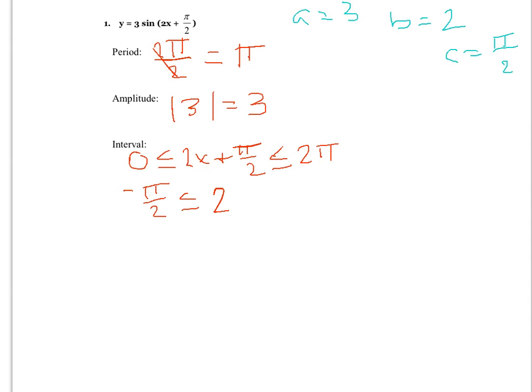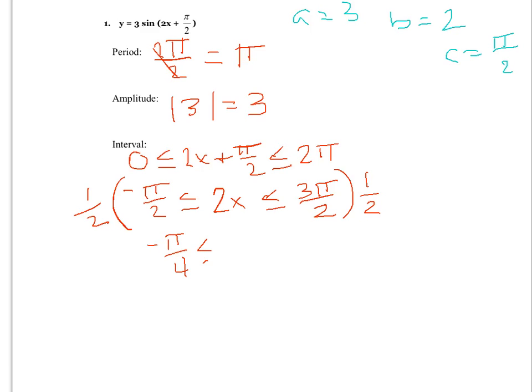You're just going to be left with 2x in the middle. And then 2 minus pi over 2 is going to give us 3 pi over 2. Remember, you need to get a common denominator to subtract that. Finally, we need to get rid of the 2, so we can do one of two things. You can divide both sides by 2, or just multiply both sides by 1/2. So when we do that, we're going to get negative pi over 4 is less than or equal to 2x.